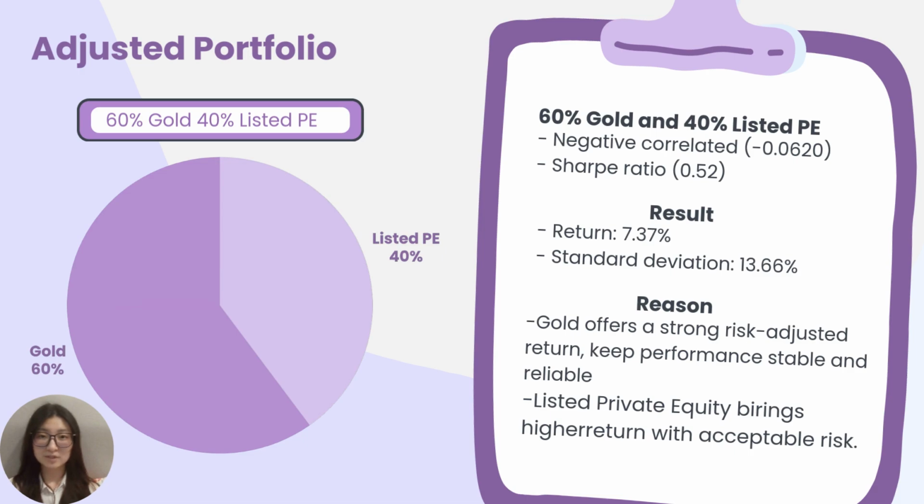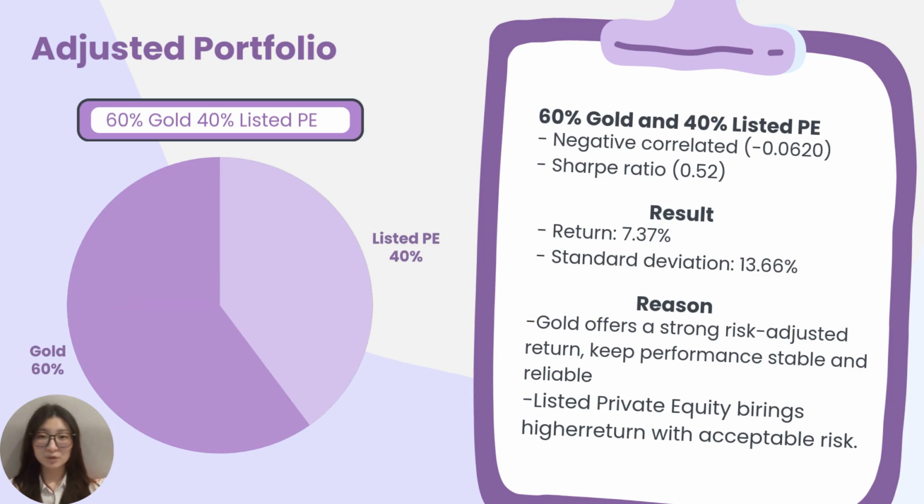I chose gold for its robust risk-adjusted return and its ability to stabilize performance in turbulent markets. Conversely, listed private equity offers higher returns despite a greater risk, which aligns with my growth objective. This combination suits my moderate risk tolerance and long-term goals.